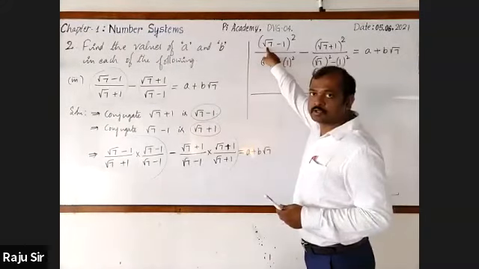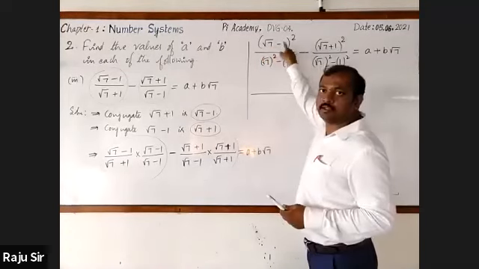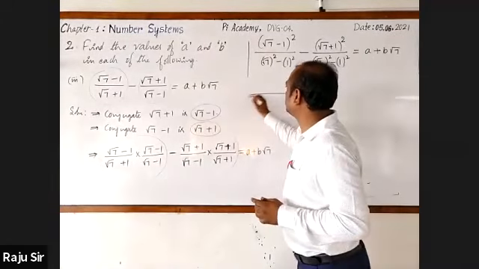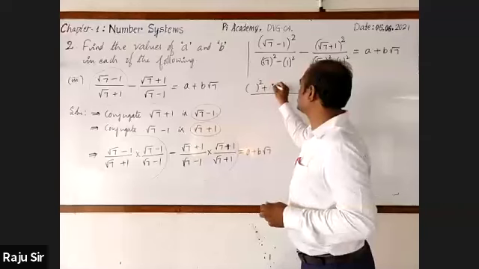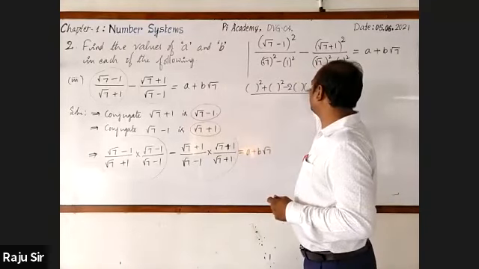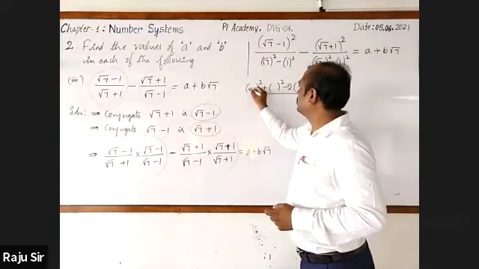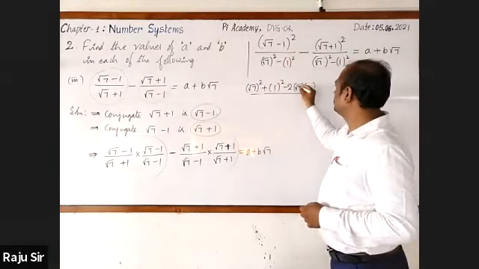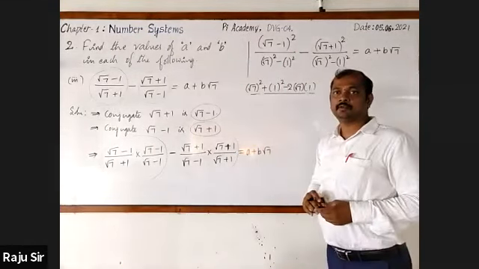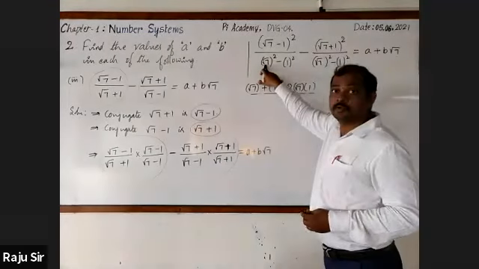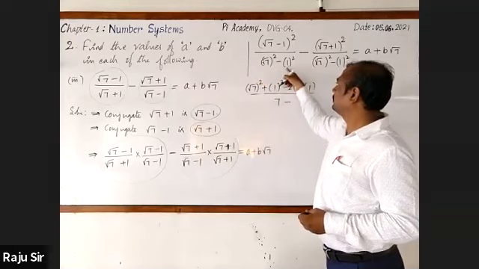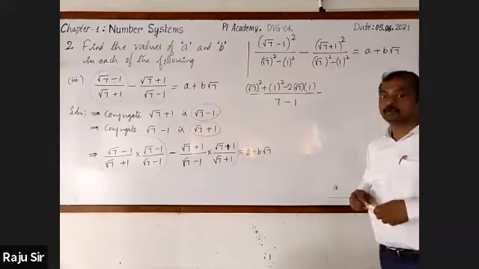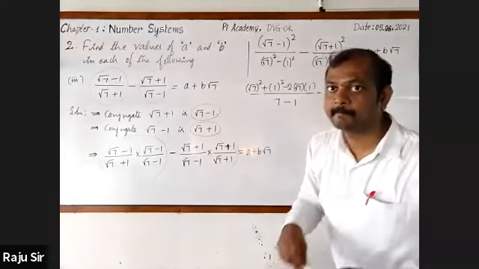Written up. Now let me go for simplifying. See that root 7 minus 1 whole square is of the form A minus B whole square. On expanding that, you will get A square plus B square minus 2AB. A is root 7, B is 1. Divided by, root 7 whole square is 7, minus 1 whole square is 1. Minus. Hope that you are writing with me.